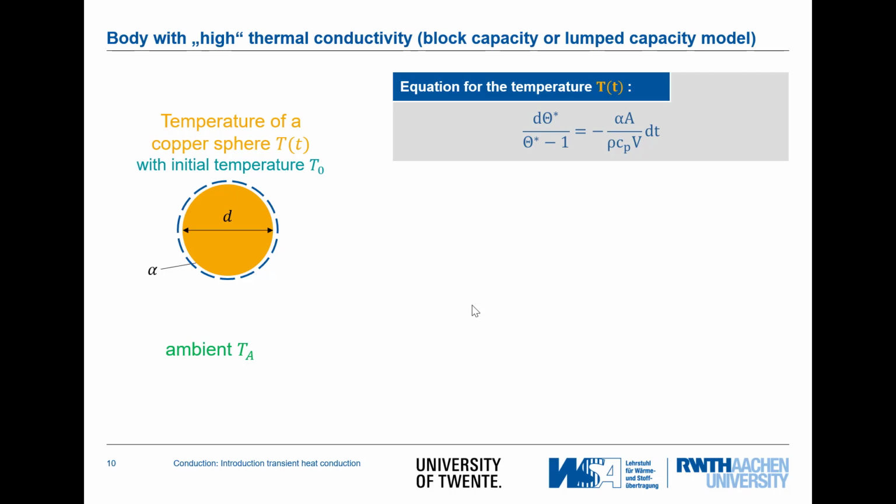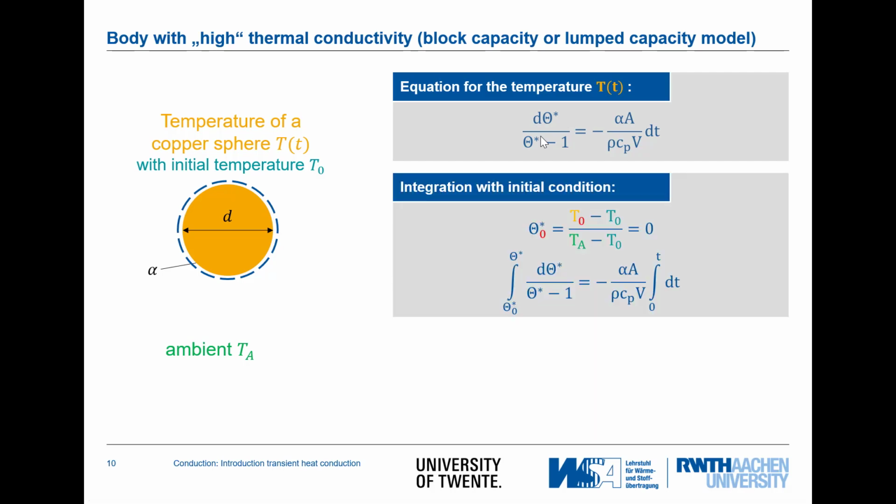This yields us an equation for the dimensionless temperature, where on the right side we have only variables depending on the time, and on the left side we have the temperature. So this is a method of separation of variables. To solve this, we integrate both sides with the respective boundary conditions, or in this case, because it's a time-dependent problem, with the respective initial conditions.